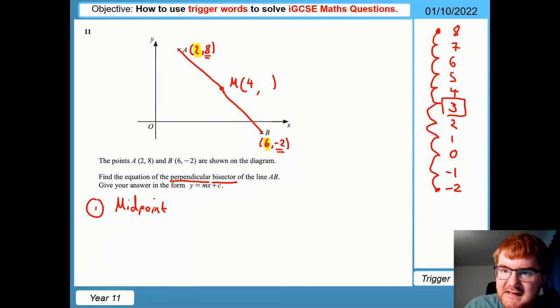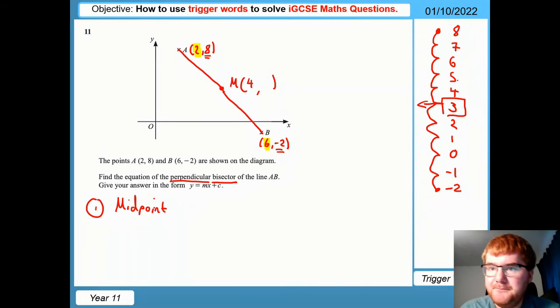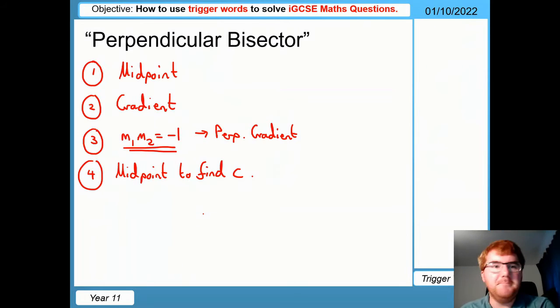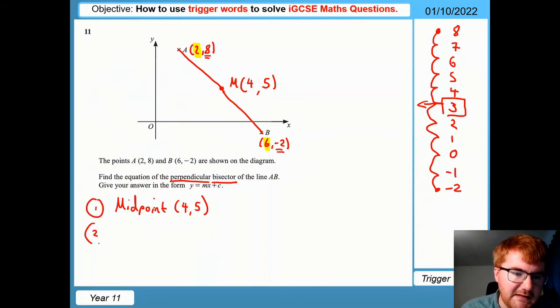You can literally see that this is in the middle of the two numbers. There's a 5 gap here and there's a 5 gap here. So that's how I tend to work out the midpoint. Of course, you can use the formula as well. So that's my stage 1 done. That's stage 1 completed. Number 2 is the gradient.